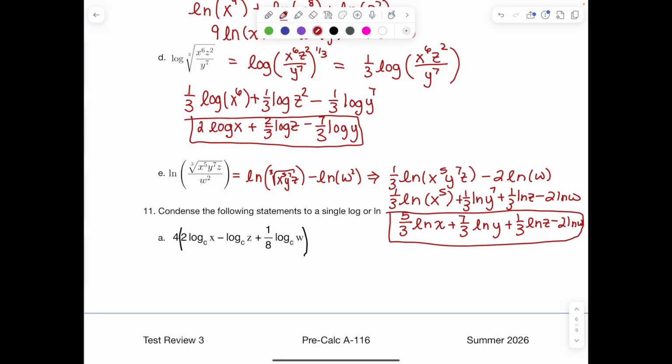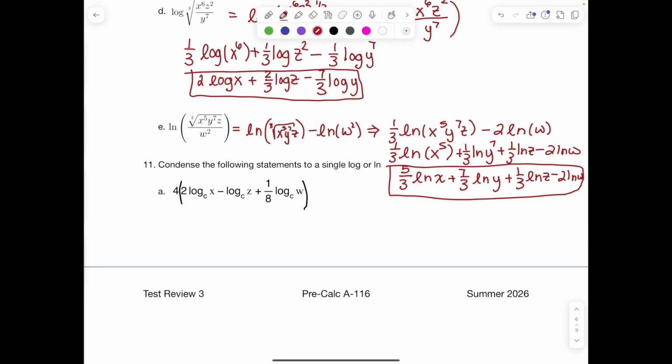Okay, so now we're asked to condense the following statements into a single log, or a natural log. So the first thing that we're going to do is put back the powers. So we have 4 times, let's put this two, so log c x squared minus log c z plus log c w to the 1/8. Okay, that's our first step.